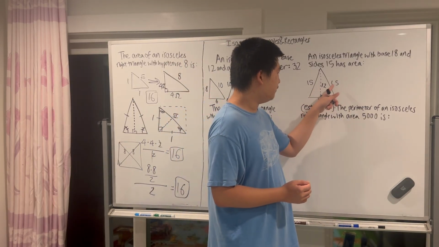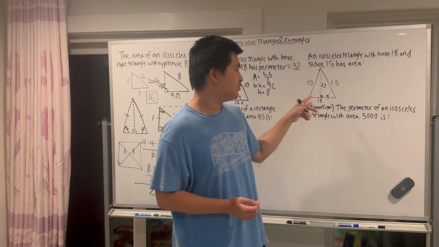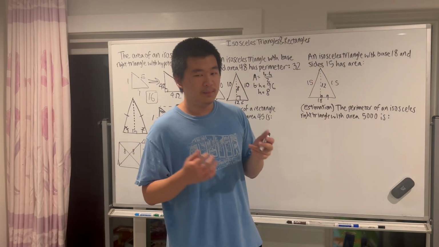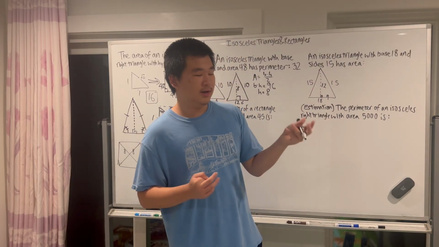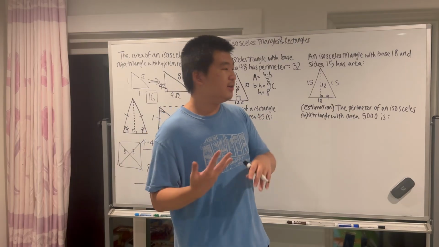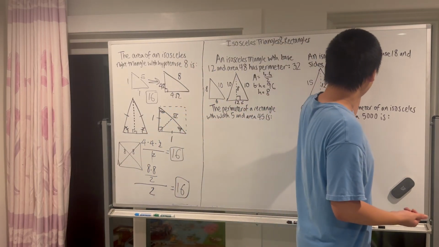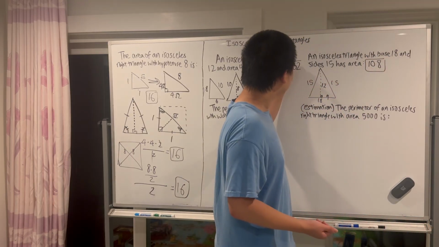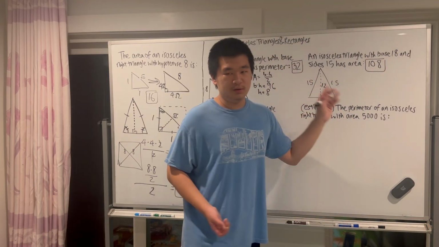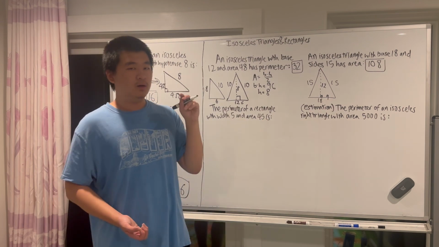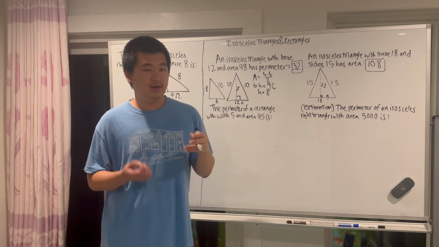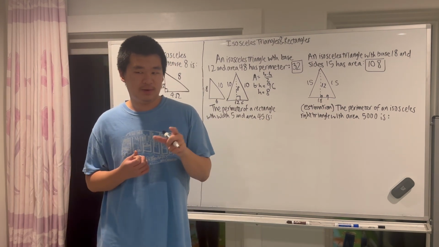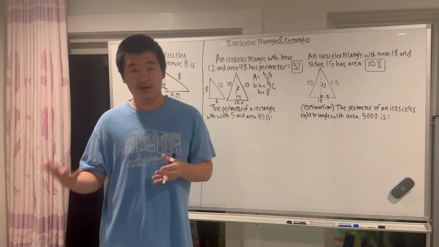So 9, 12, 15, then we can find the area because we have the base and the height. Well, the base is 18, the height is 12, base times height over 2, 18 times 12 over 2 is going to be 108. So that is how we deal with generally isosceles triangles. Always, always drop a height, and probably you will apply the Pythagorean theorem because dropping a height creates right triangles.